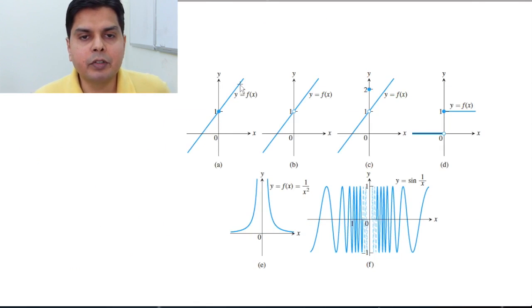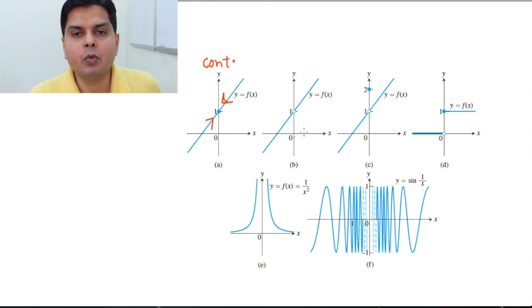See some examples of graphs of functions and check whether the function is continuous or not. Suppose this is my function y is equal to f(x). I have to check whether the function is continuous at this point or not. Simple, the value of the function is also given by this dot, and the right hand limit will be 1 from this side, the left hand limit will be 1, so this function is continuous.